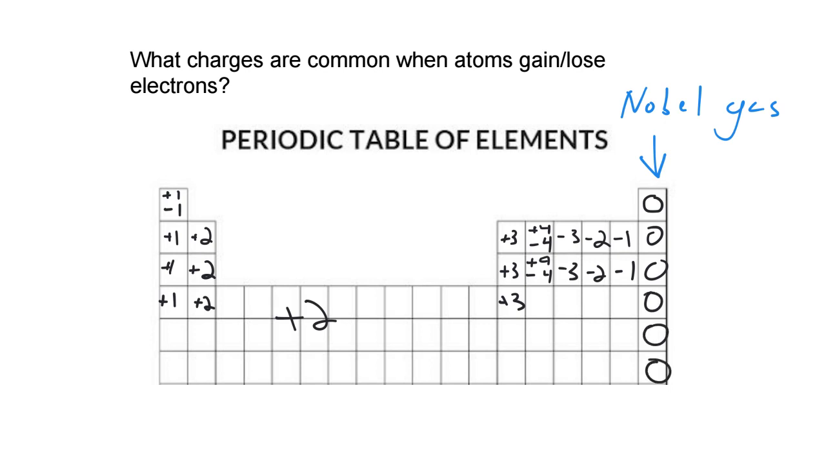They don't want to gain or lose electrons. So again, these are just common charges. Nothing here is 100% the way it's going to be in a reaction. We can still have some charges that are different than these, but these are the most common.